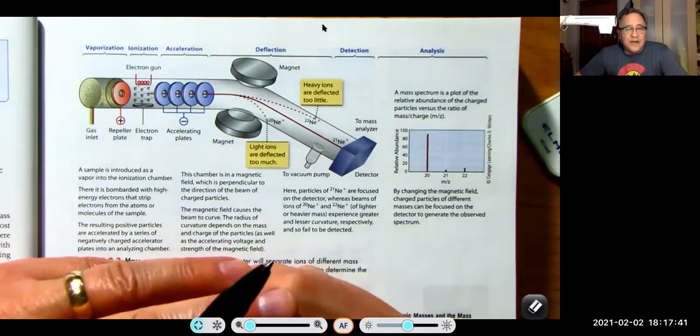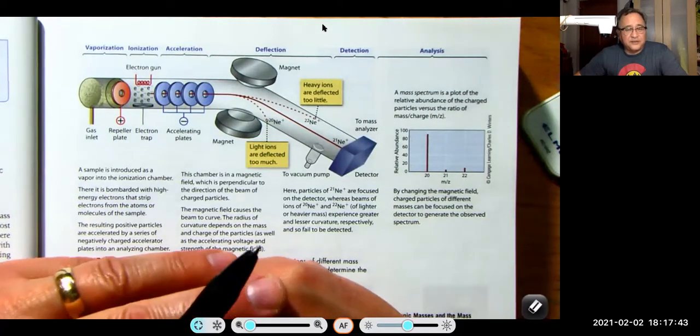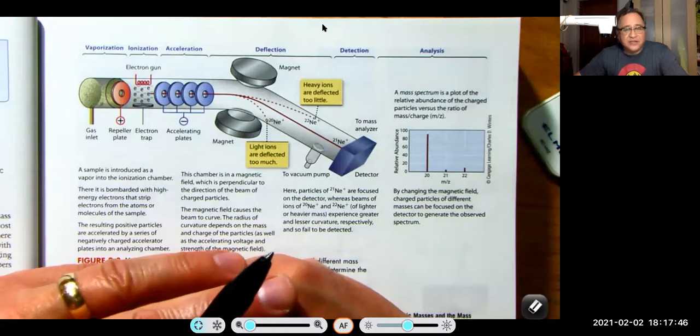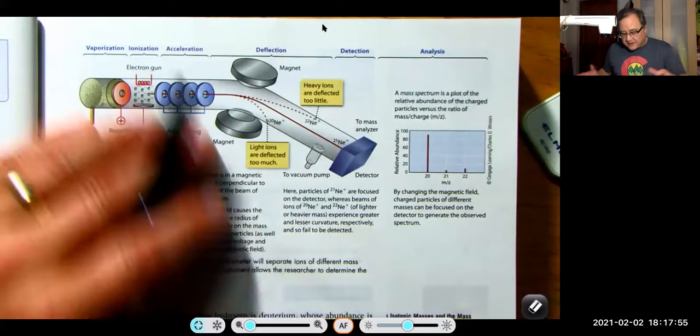So what do we get from the mass spectrometer? We get a couple of things. We find out the mass of each isotope and its relative percent abundance. Okay, so that's a quick introduction to mass spectrometry.